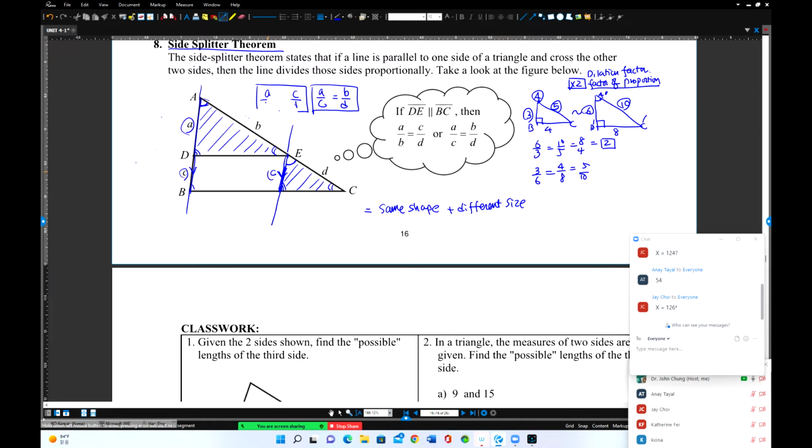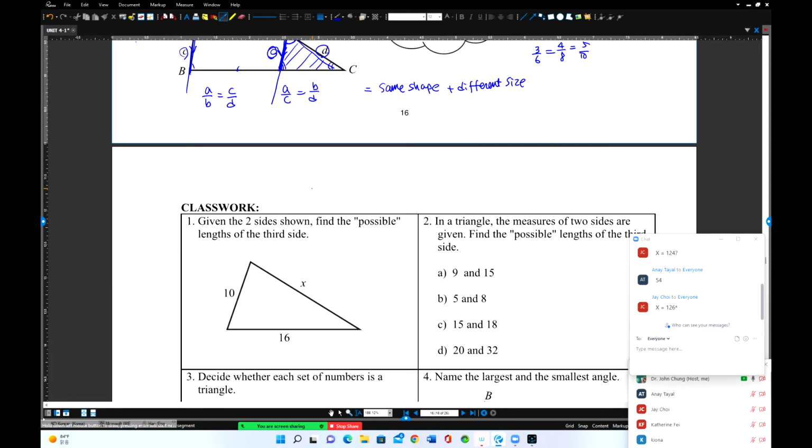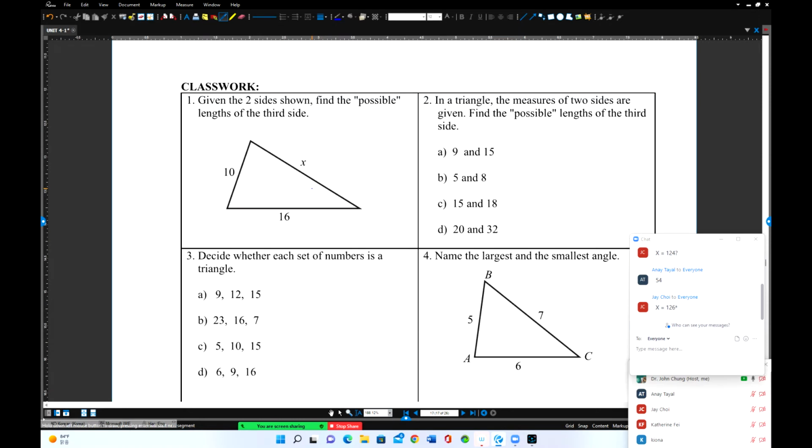A over B equals C over D. You can use it. A over B equals C over D. Or corresponding sides, A over C equals B over D. Using similarity, we just found the side splitter theorem. Not the base. We don't care about this one, only the sides. So we're going to have some practice, but I think you understand this one.